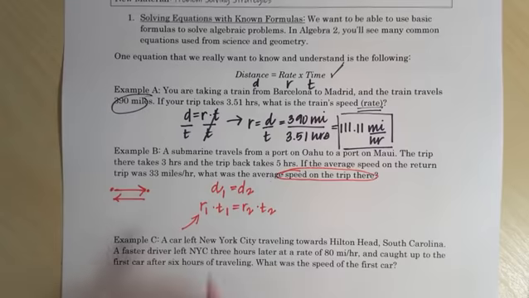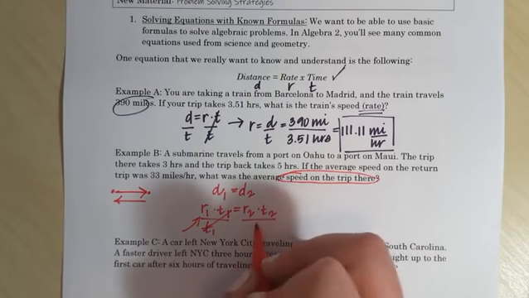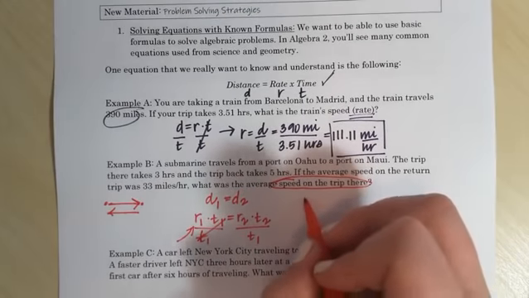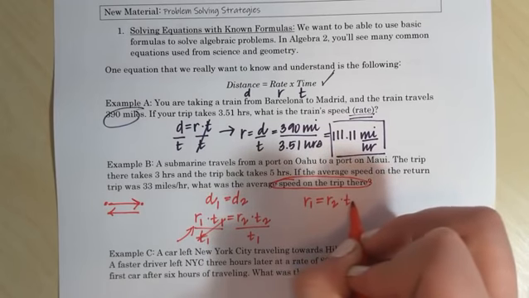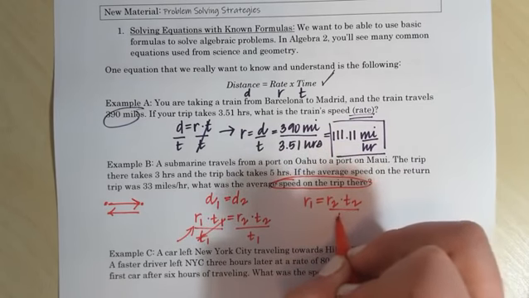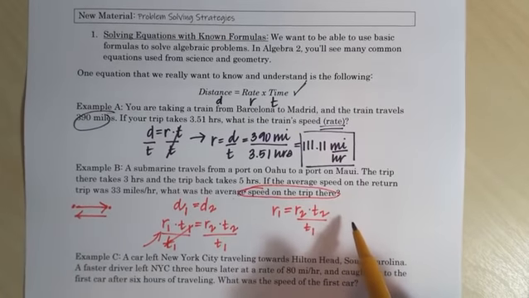If I want to go ahead and set this up as an equation where I'm just dealing with rate on one side, I can divide the time over to this side, and I'll say my rate on the way there is equal to my rate on the way back times my time on the way back divided by my time on the way there. And then I'm just plugging in values.